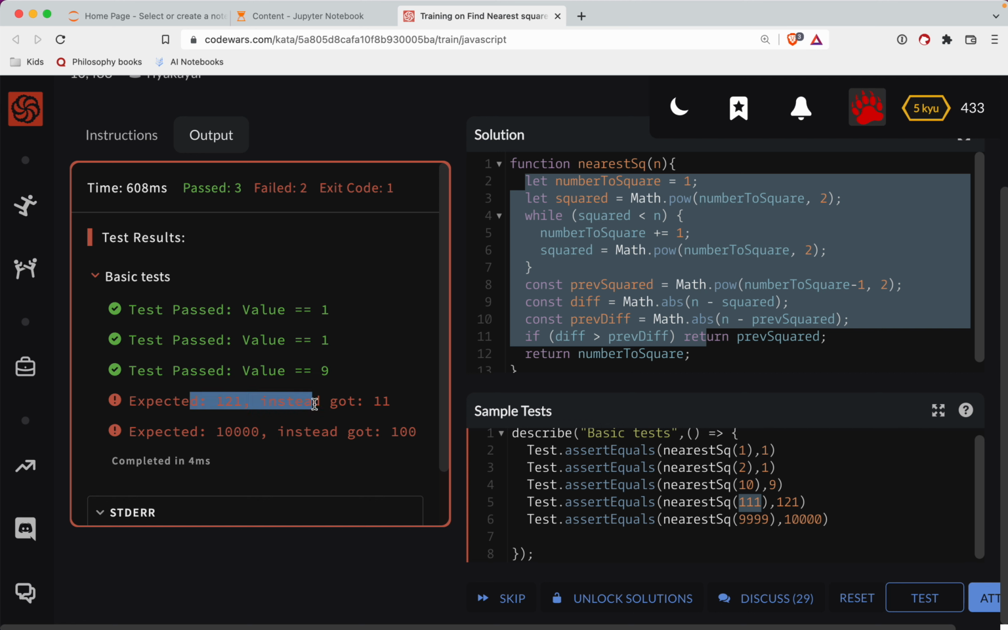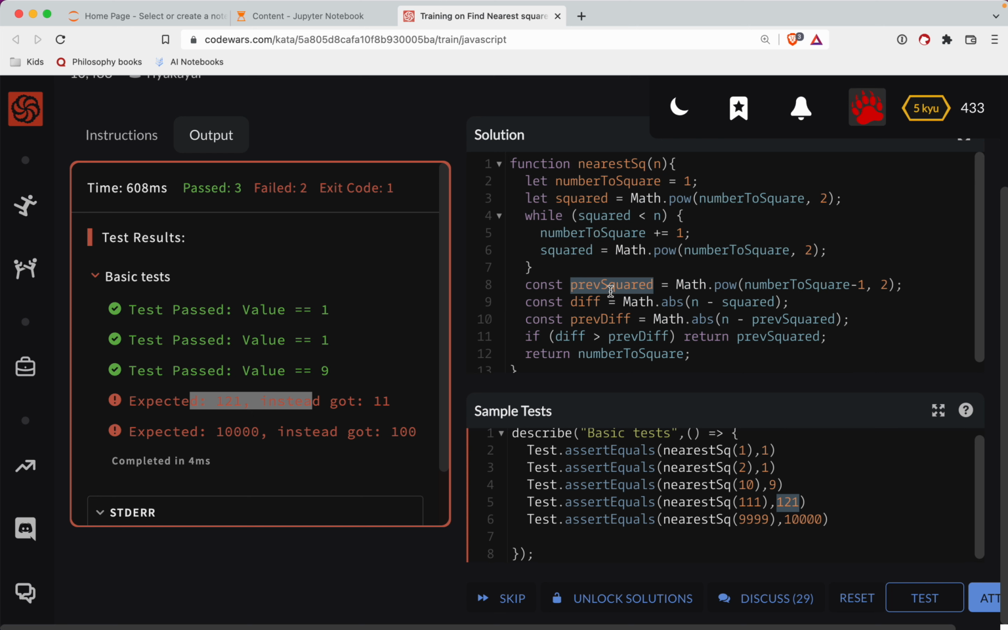Okay, expected 121 got 11. Oh, are you supposed to do the number itself? Expected 121 got 11. Oh, yeah, it should be previous squared. Okay, numberToSquare minus 1, take it to the second power. If that difference is greater than the previous difference, then we return the previous squared. Otherwise, we're going to return the squared.